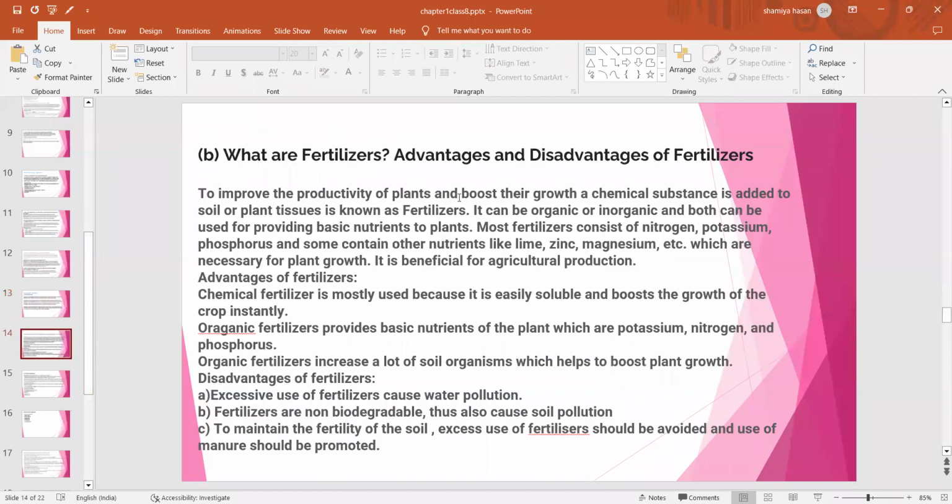What are fertilizers? Advantages and disadvantages of fertilizers. To improve the productivity of plants and boost their growth, a chemical substance is added to soil or plant tissue, known as fertilizers. It can be organic or inorganic, and both can be used for providing basic nutrients to plants. Most fertilizers consist of nitrogen, potassium, phosphorus, and some contain other nutrients like lime, zinc, and magnesium, etc., which are necessary for plant growth. It is beneficial for agricultural production.